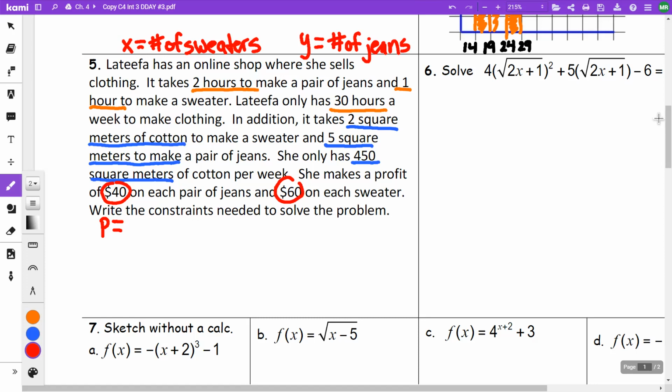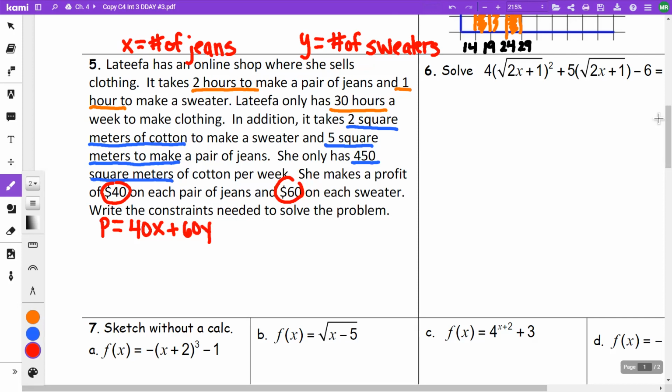Okay, so my objective function is always when I'm trying to maximize or minimize. So I'm going to maximize profit. Let me rearrange this. I'm going to change the order because the order they have it in is jeans first. So let me put jeans first. It doesn't matter, and then I'll put sweater second. That way I keep the pattern. Okay, so start again. It's $40 for each pair of jeans, and we have X pairs of jeans. It is $60 for each sweater, and we have Y sweaters.